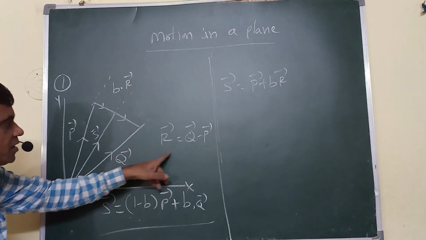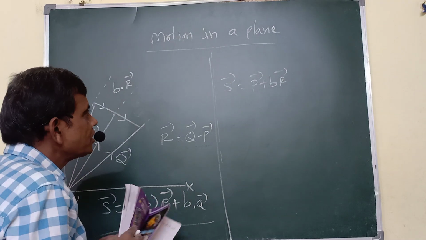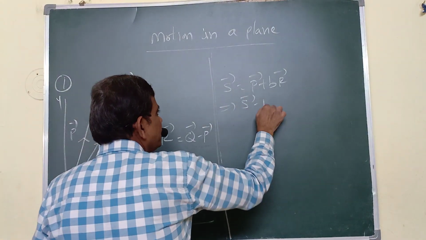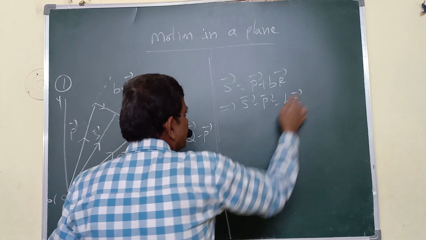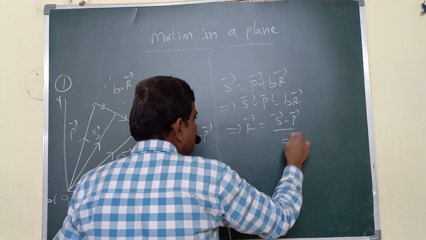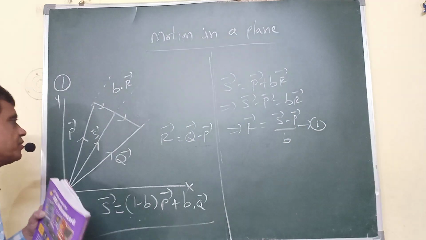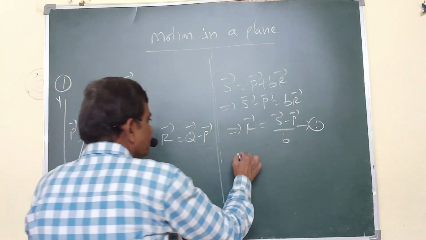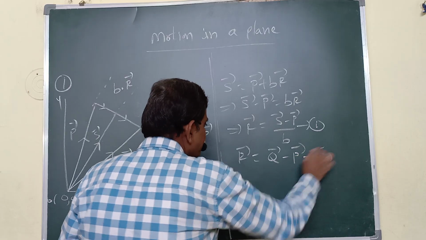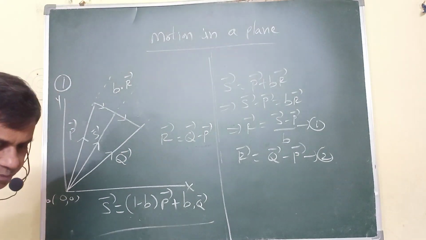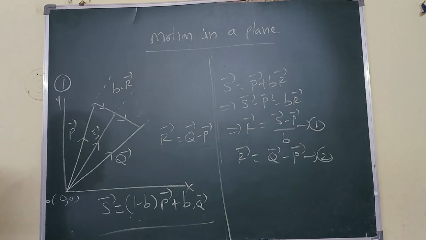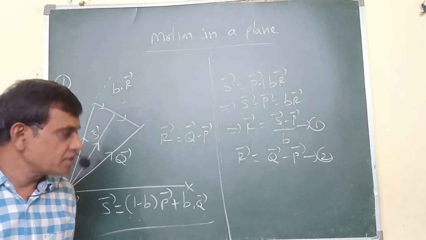So here we want R because here R relation is given. How does R come? S minus P equals BR. So R equals S minus P by B. This is my first equation. Similarly here what is given for R? R equals Q minus P. This is my second equation. In these two cases R vector is same. So I am comparing. LHS equals, so automatically RHS is also equal.